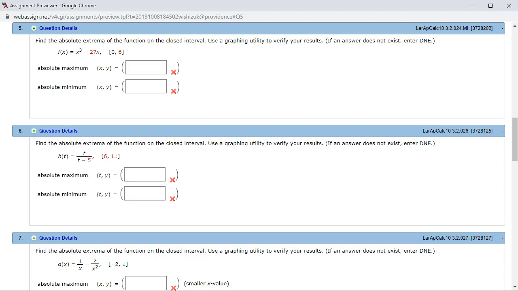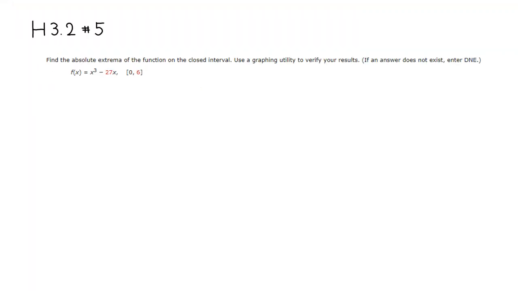All right, let's look at homework 3.2, problem number 5. We want to find the absolute extrema of this given function over the interval from 0 to 6. Let's do that. First, we need to find a critical number.